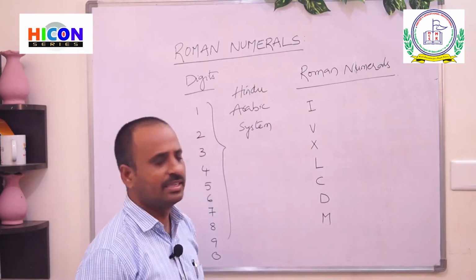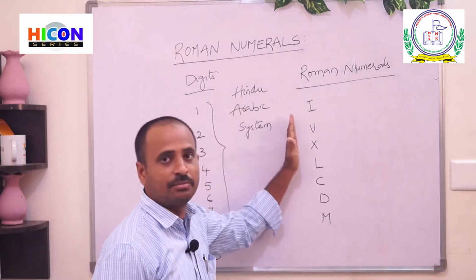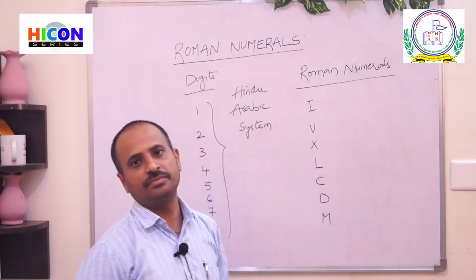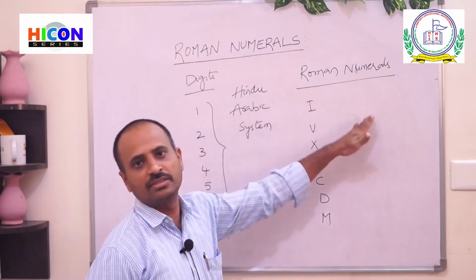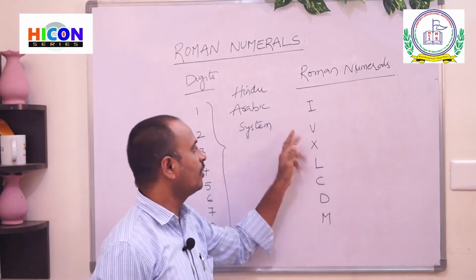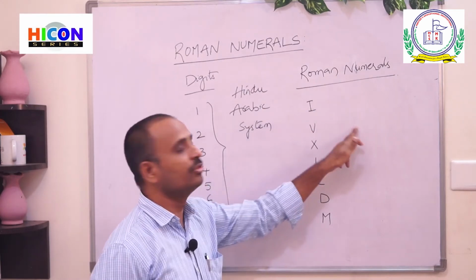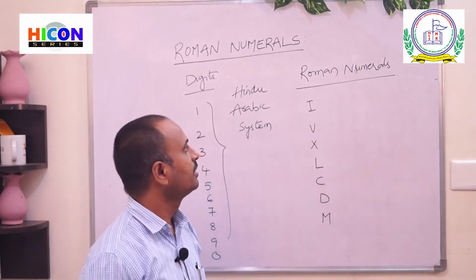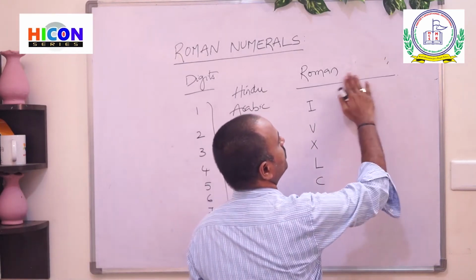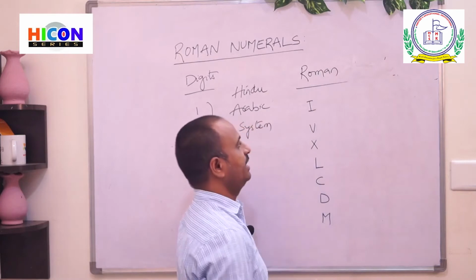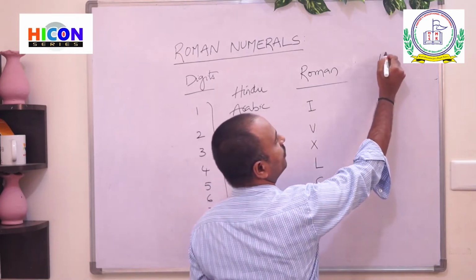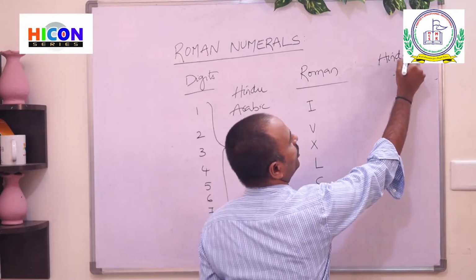Let us see the equivalent symbols for these Roman numerals in the Hindu-Arabic system. What does I mean? What is the value of I in the Hindu-Arabic system? And what is the value of V? Let us see the equivalent values for these Roman numerals.